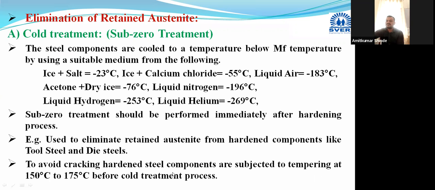Before doing the cold treatment process, or before cooling to a very low temperature, we do low temperature tempering. Low temperature tempering is done at 150 degrees Celsius to 175 degrees Celsius. Initially, low temperature tempering is done, and then the component is subjected to the cold treatment process, that is, cooling below room temperature or below MF temperature using a suitable medium. During this cooling at a very low temperature, whichever retained austenite is there gets eliminated. And this is applied for tool steel or die steel.